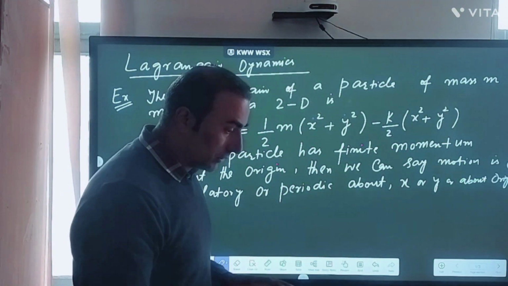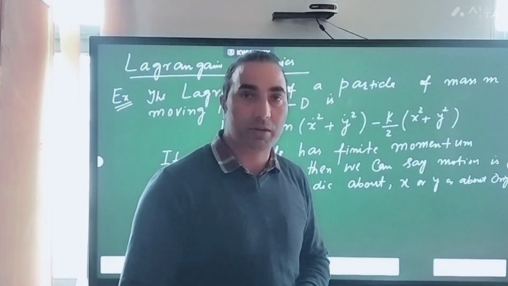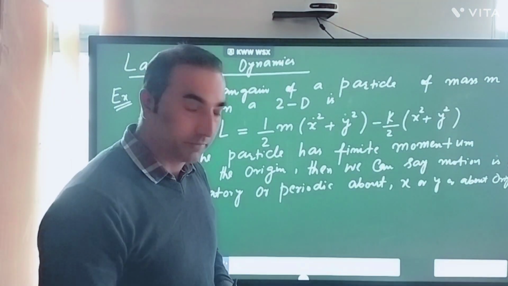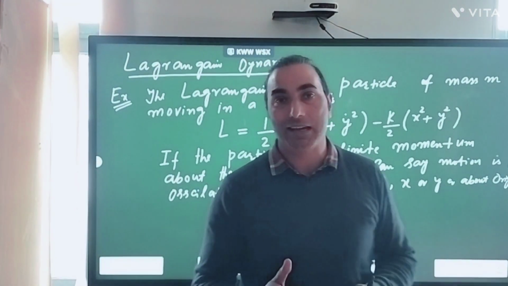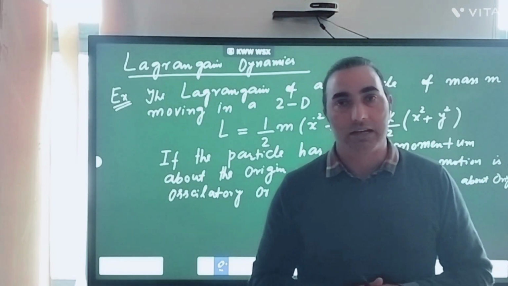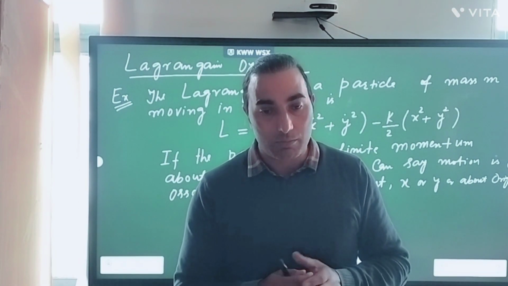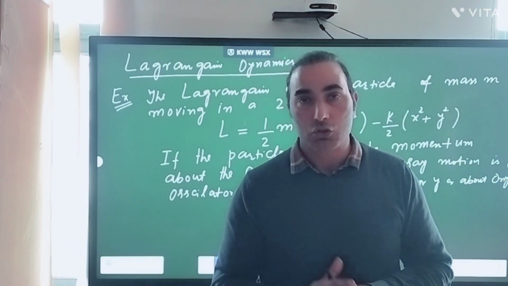And now the question says that if the particle has finite momentum about the origin, then we can say that motion is oscillatory or periodic. तो हमें कहना है कि whether the motion for this Lagrangian is oscillatory or periodic about the x-axis or along the y-axis or about the origin, right? तो वो मुझे देखना है.